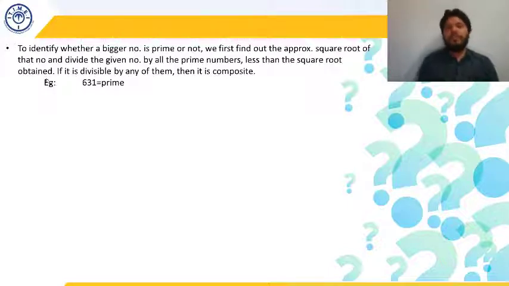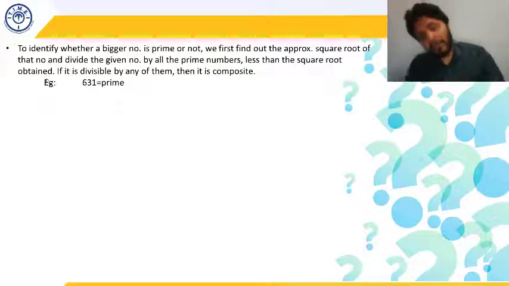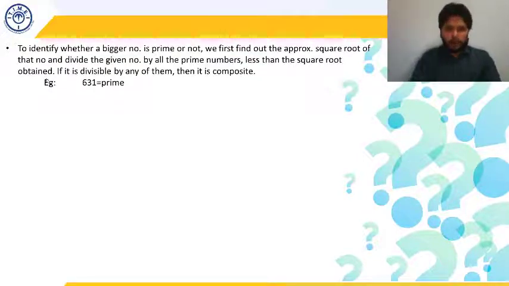So what we need to do, we just have to take the approximate square root of the given number and try to divide the given number by all the prime numbers less than the square root obtained, and if it is divisible by any of them, then it is composite, otherwise it is a prime number. I hope this is clear to everyone. Let's take one more example. So 631 is not divisible by any of the prime numbers till 23. That's why it is a prime number.